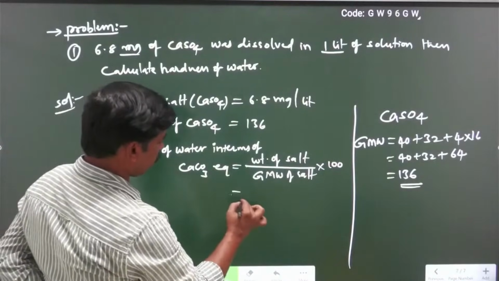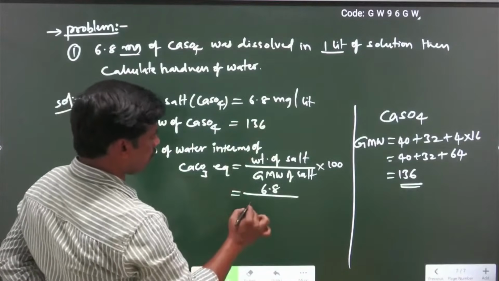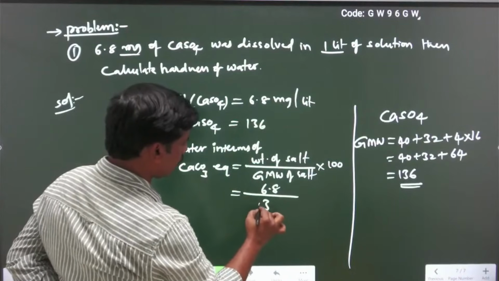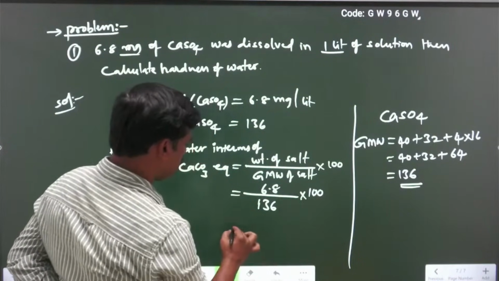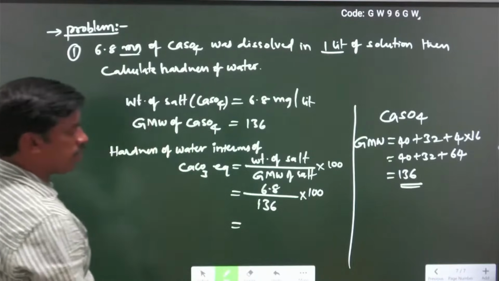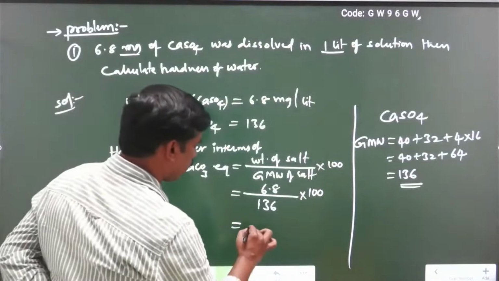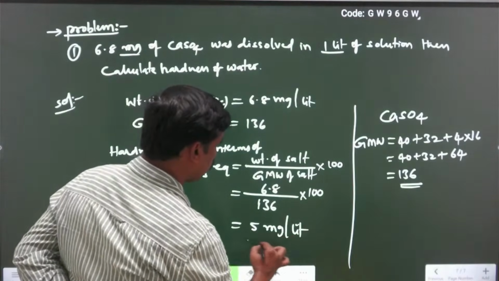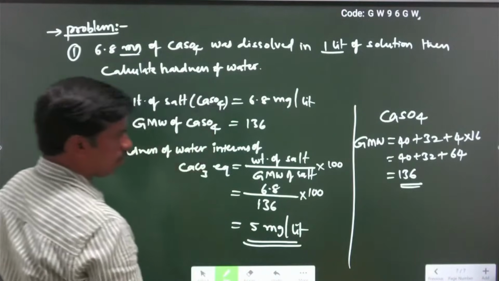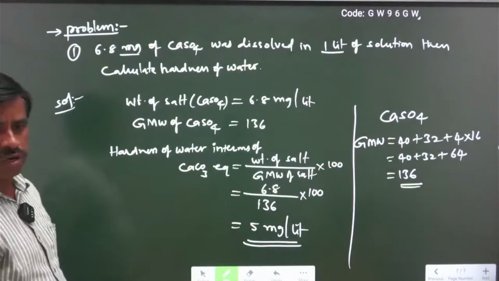Here the weight of salt given is 6.8, and the gram molecular weight is 136, into 100. What does the solution come to? 6.8 divided by 136 into 100 comes to only 5 milligram per liter. This is the answer: 5 milligram per liter. In this manner we need to calculate the hardness of water.